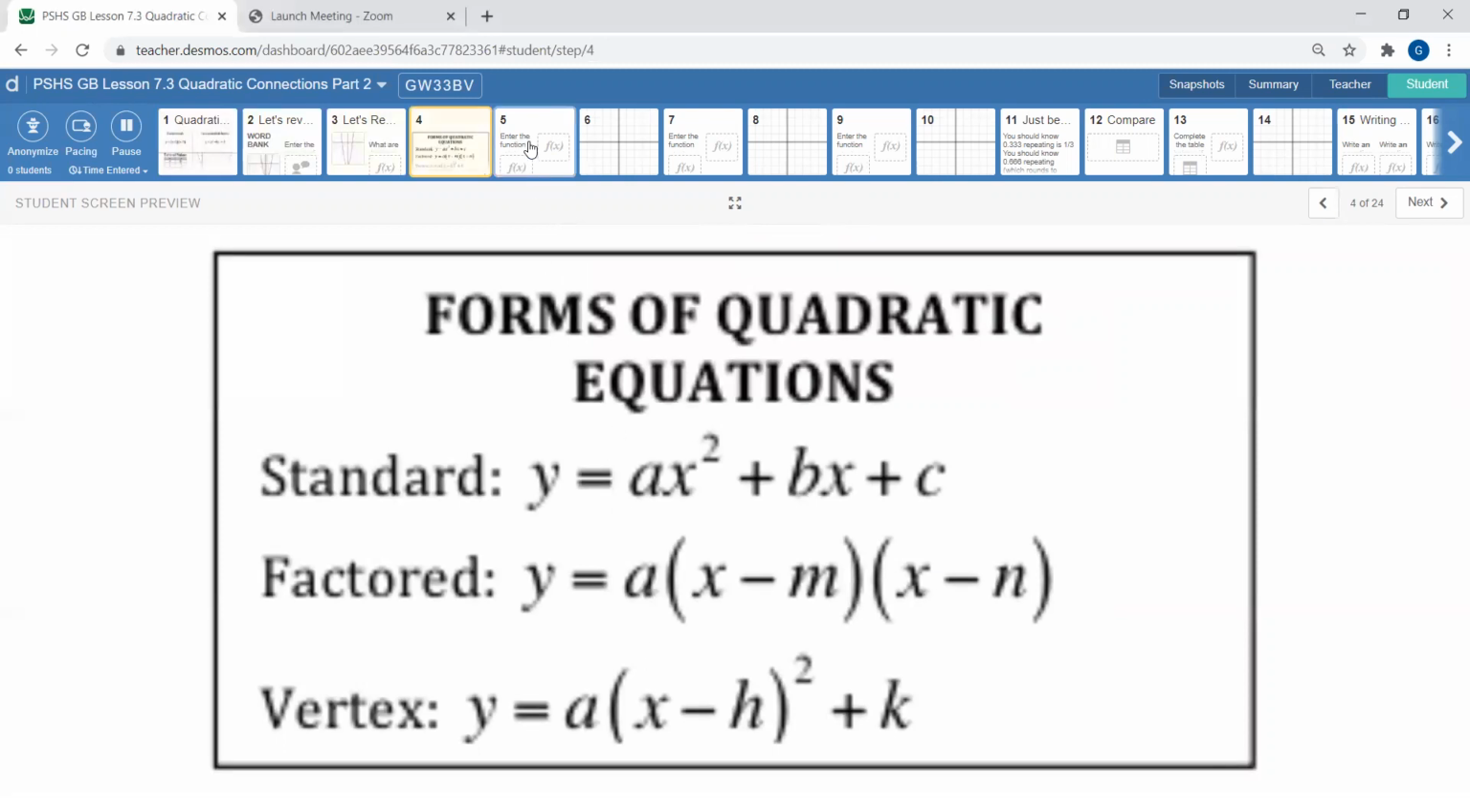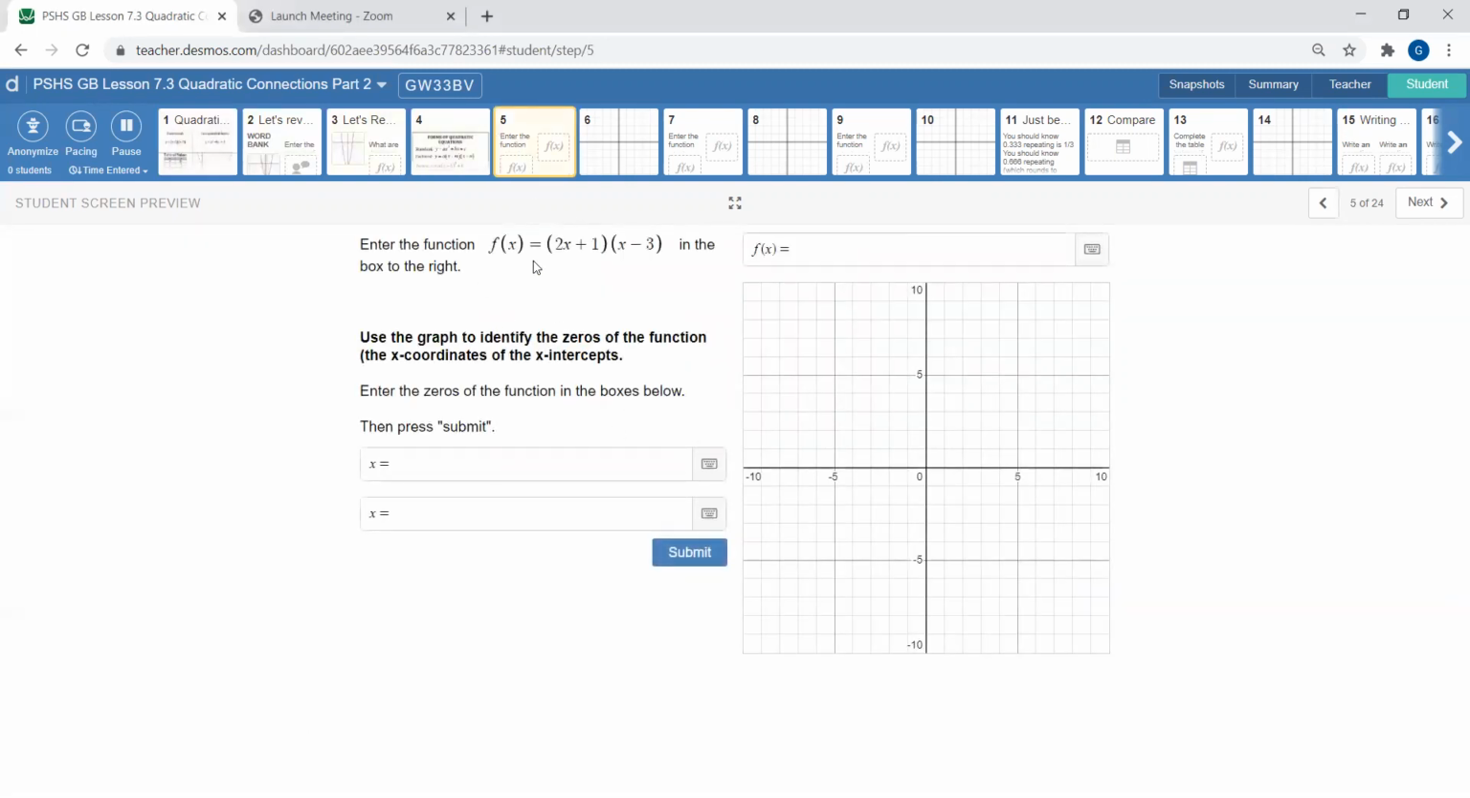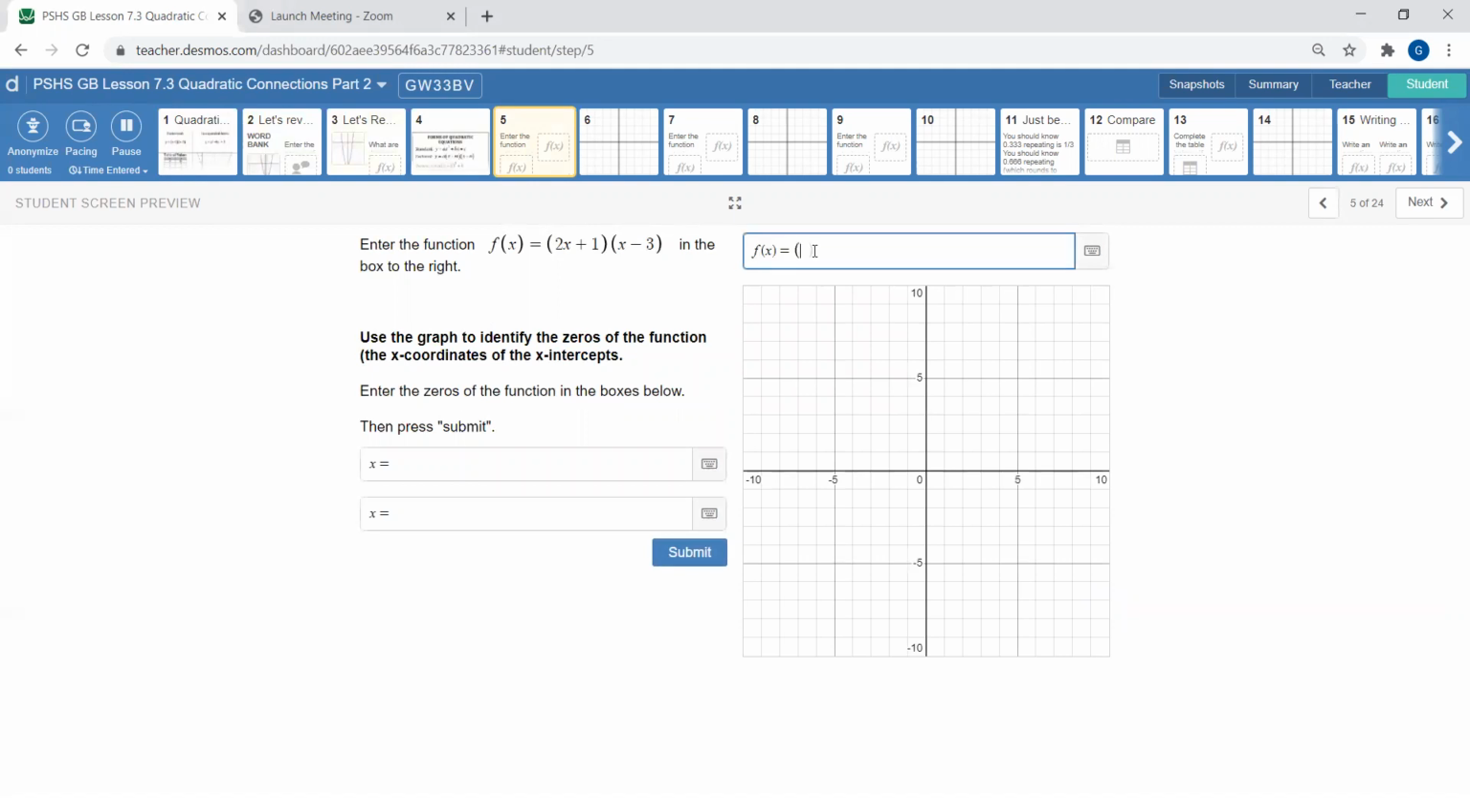Just a little reminder of some of the different notations we're going to use. So it says enter this equation. So let me go ahead and enter that. 2x plus 1, x minus 3. And you can see that nice U shape again there because we've got an x times an x here, which will give us an x squared.